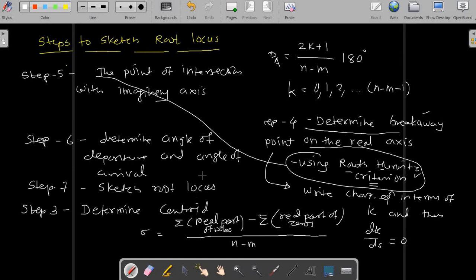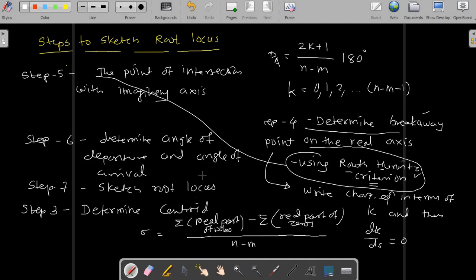So these are the 7 steps which are used to sketch the root locus. The first step is to identify the number of open loop poles and zeros. Let n be the number of poles and m the number of zeros. Mark them on the S-plane with a cross and a 0.